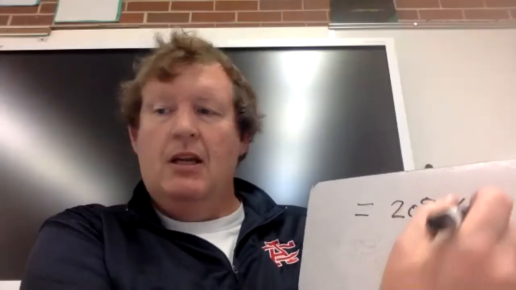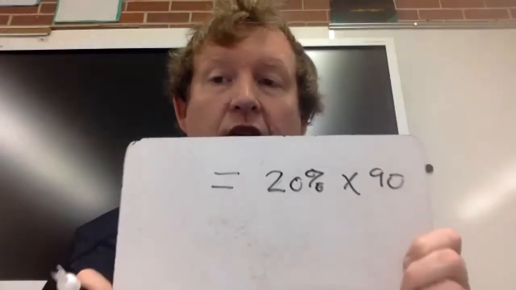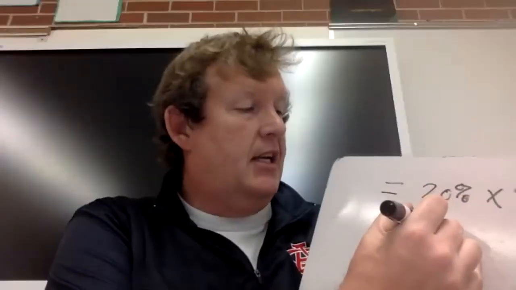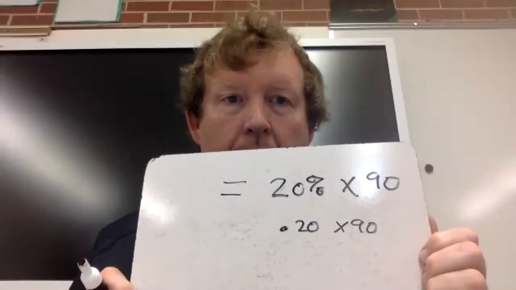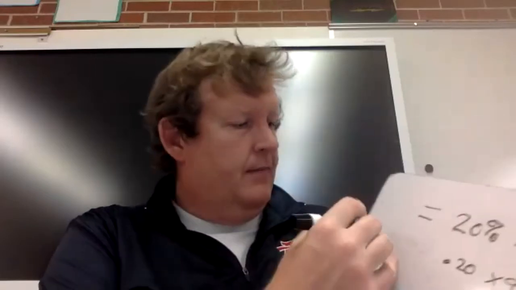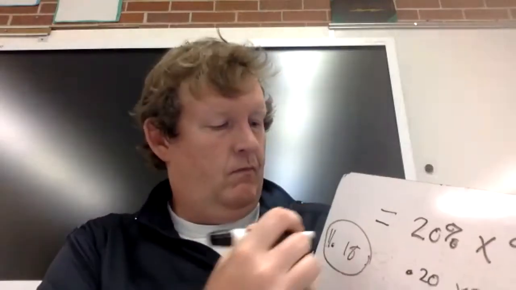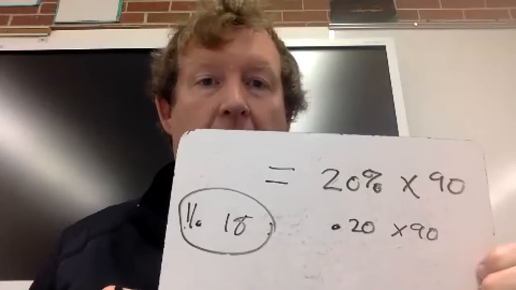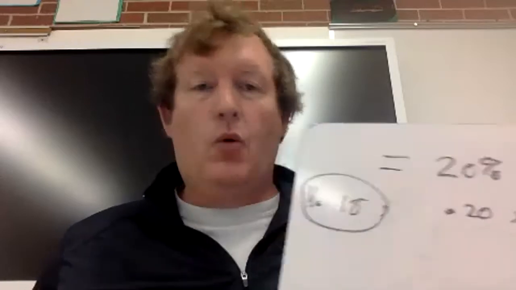All right, number 11. Blank is, means equals, 20% of, means times, 90. So on this one, we're going to take 20% times 90, but we have to change our percent to a decimal, which makes it 0.20 times 90. Calculator, go. Who's got it? That's right, Ethan. The answer for number 11 is 18. Number 11, answer is 18. 0.20 times 90 is 18. Number 12.